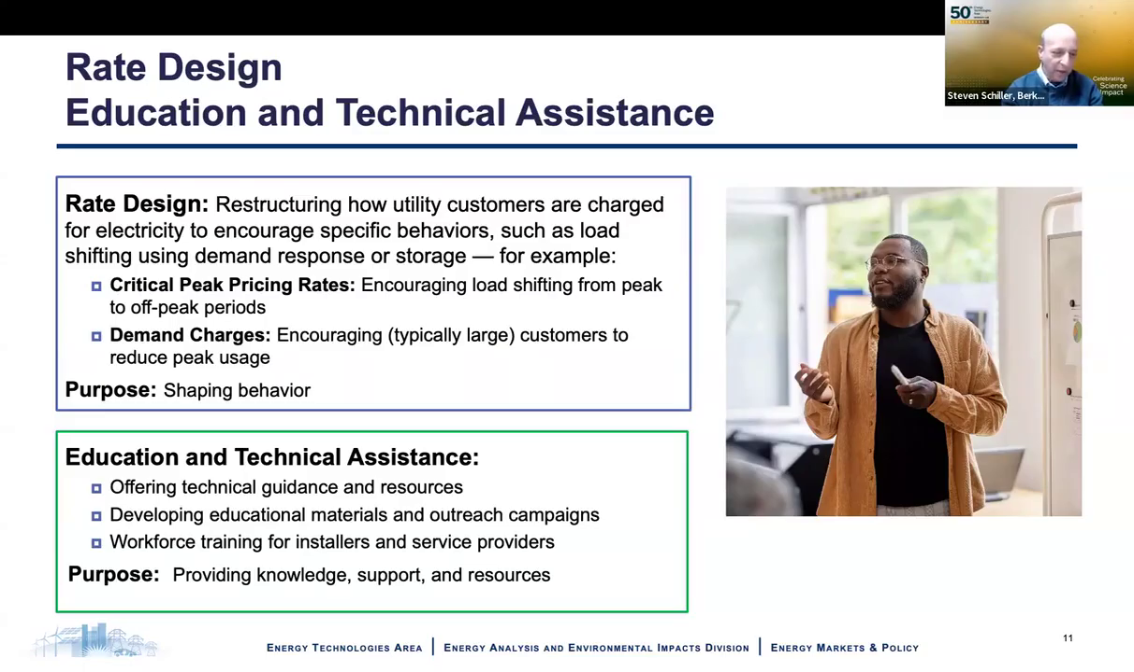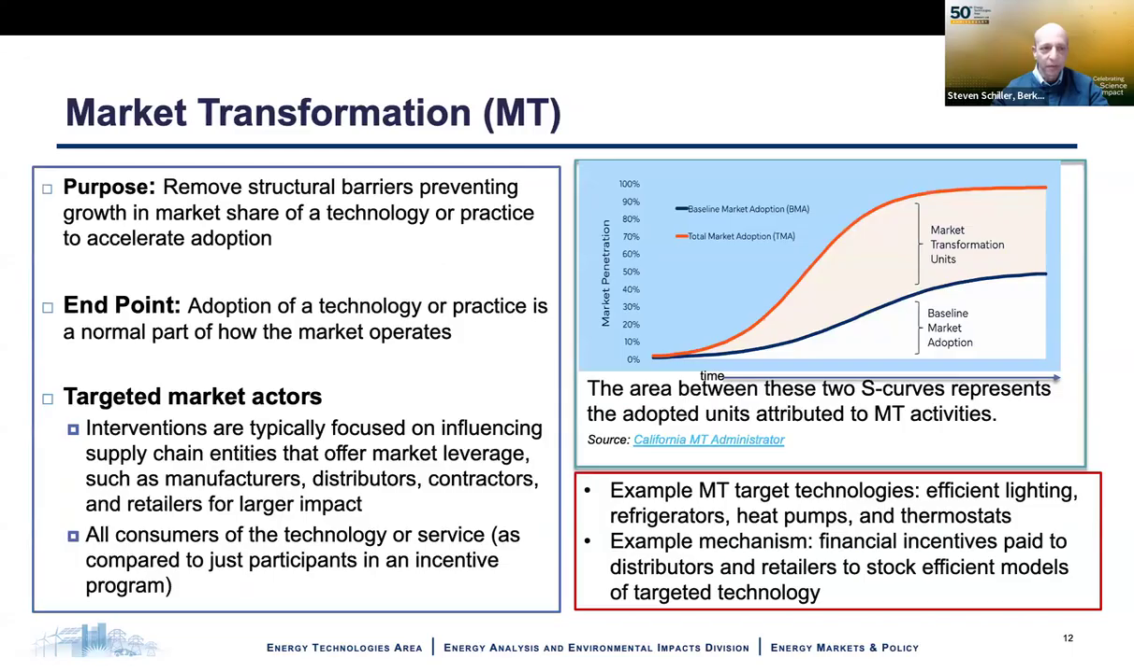Then the bottom box here, another approach is obviously education and technical assistance. As I mentioned before, providing guidance, materials, outreach, whether that's for the consumers or for the workforce that actually goes about the process of designing, installing, or maintaining this equipment. And the idea there is to address that barrier associated with just not having the resources or the background, the knowledge to move forward with the DER. Again, program types here: rate design, education, technical assistance.